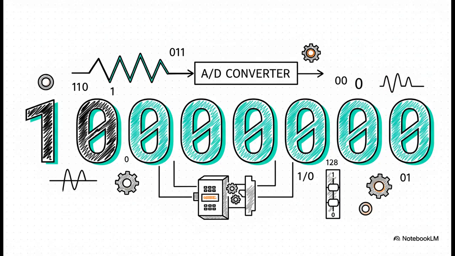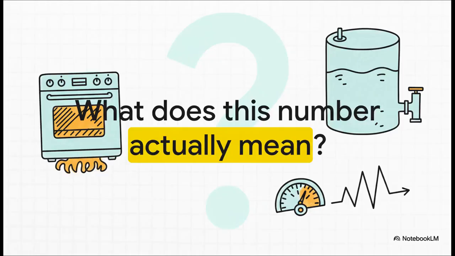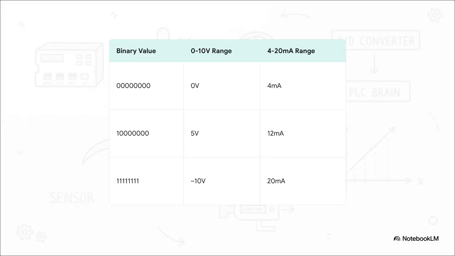Okay, so take a look at this 8-bit binary number, 10000000. If you do the math in decimal, that's the number 128. It's exactly halfway to the biggest possible 8-bit value, which is 255. So, what does 128 mean? Does it mean the oven is at 128 degrees? Is the tank 128% full? Is the pressure high? Is it low? Without a scale to measure it against, a range, it's just a number floating out in space. It has no connection to the physical world.